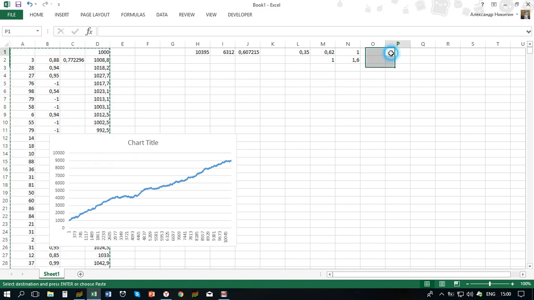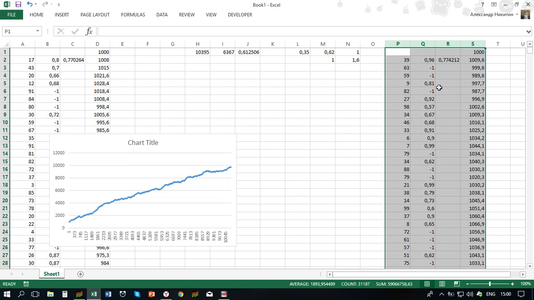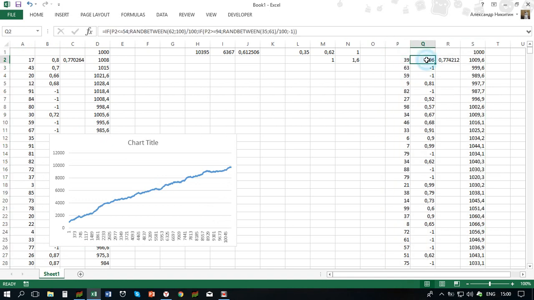Copy and let's paste them here. Look at this formula. If it is less than 54, then it should be random between what and what? It should be random between 1 and 160. Yes? Yes. And if it is more than 94, what it should be? It should not be that random. It should be -1. Because if it is more than X, it should be -1 as well.